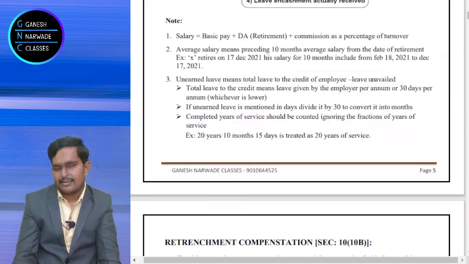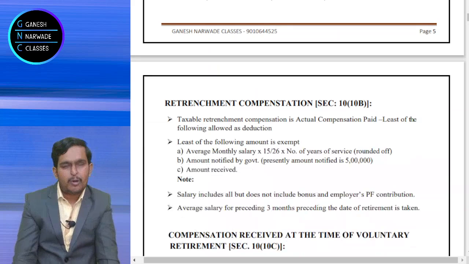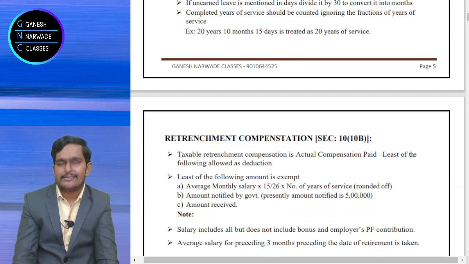retrenchment compensation. What is this? Suppose your employer doesn't like your services, he says get out from here.